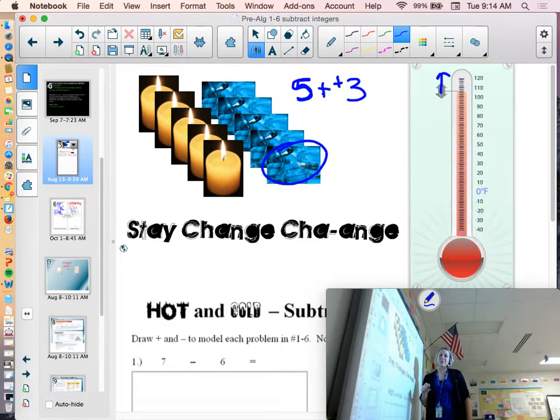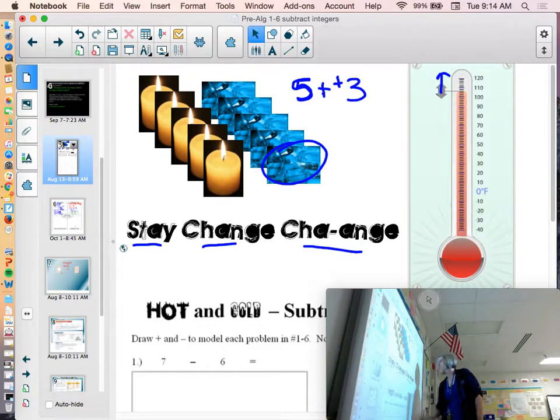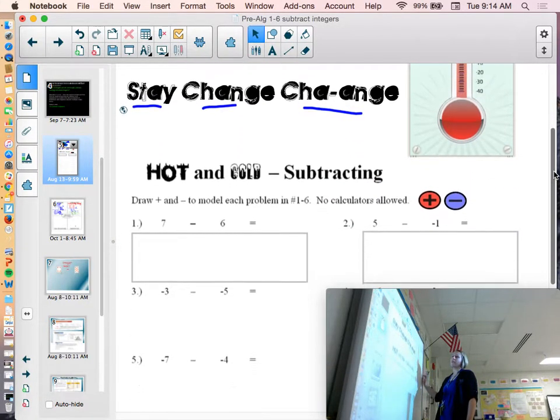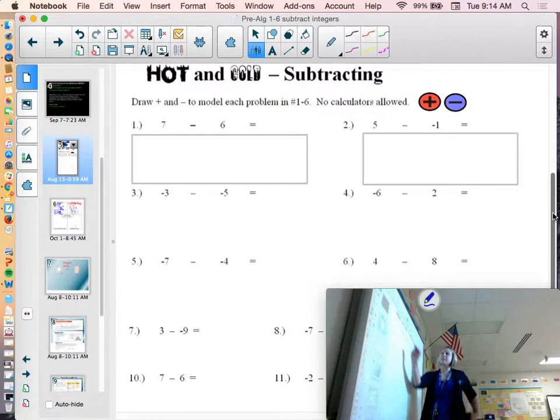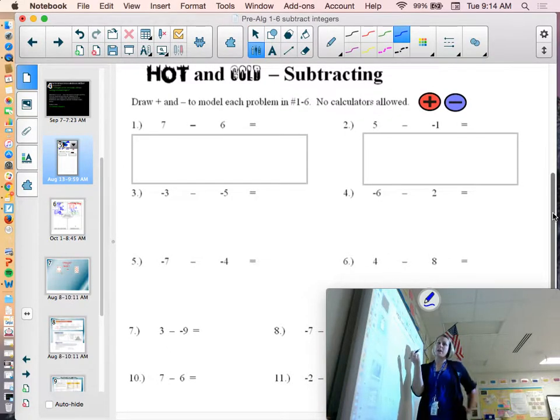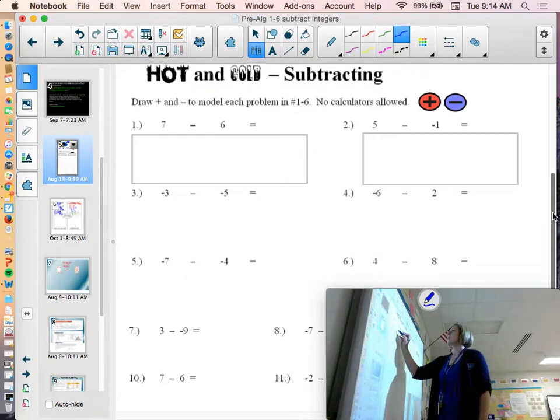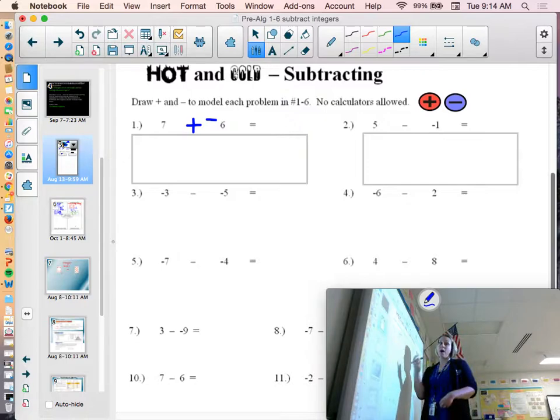So we're going to sing a little song in class that's going to help you remember, but you always have to think when subtracting, stay, change, change. That will help you remember. Okay, you can also take a look at a sample problem here. We could model this. So we have 7 minus 6. Well, that's pretty obvious. If we think of it like adding the opposite, though, you'll see why it definitely still works to get a +1.